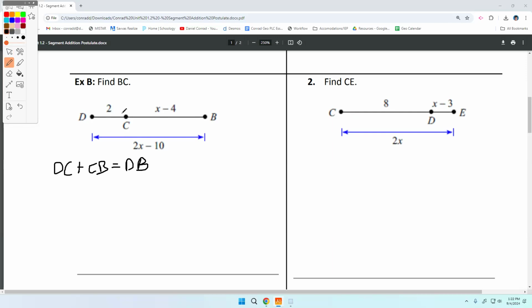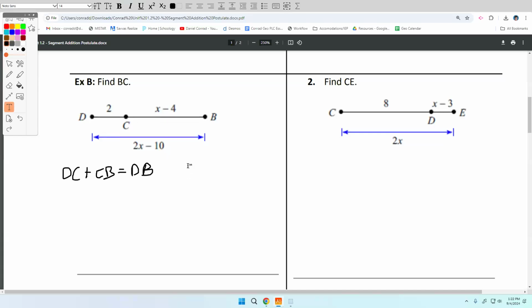Okay, the distance from D to C plus the distance from C to B is going to equal the distance from D to B. And that is the segment addition postulate. So again, we're always going to explain where our equation is coming from. It's coming from the segment addition postulate. That's where it's coming from, and we need to include that.